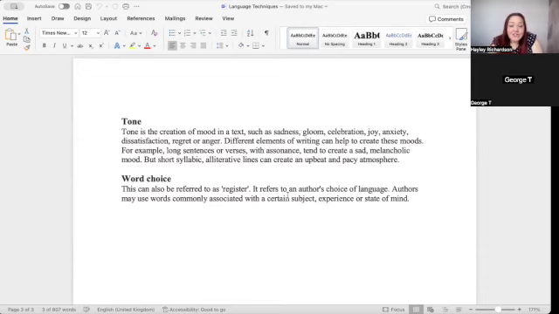Tone is the creation of mood in a text, such as sadness, gloom, celebration, joy, anxiety, dissatisfaction, regret, or anger. Different elements of writing can help to create these moods. For example, long sentences or verses with assonance, remember the pain in the ass, where it's the same sound in the middle, tend to create a sad, melancholic mood, but short syllabic alliterative lines can create an upbeat and pacey atmosphere.